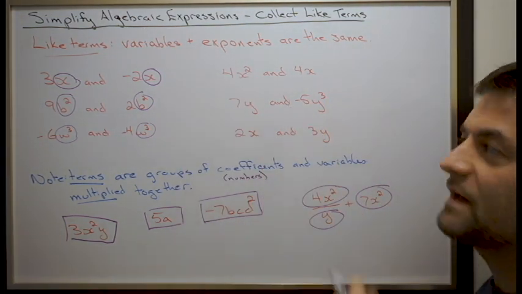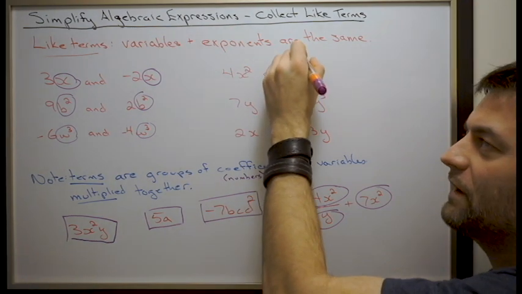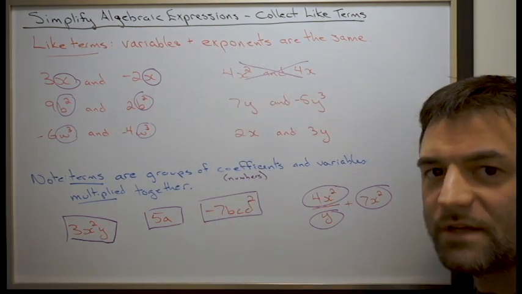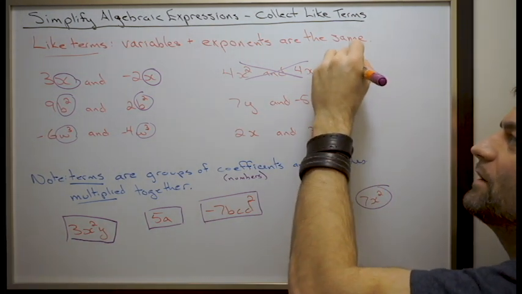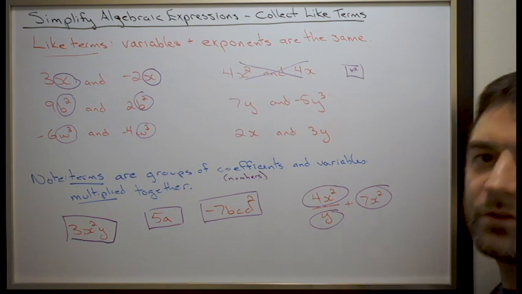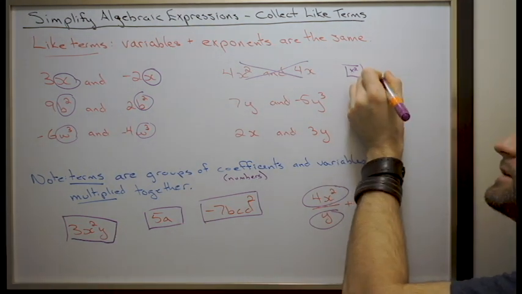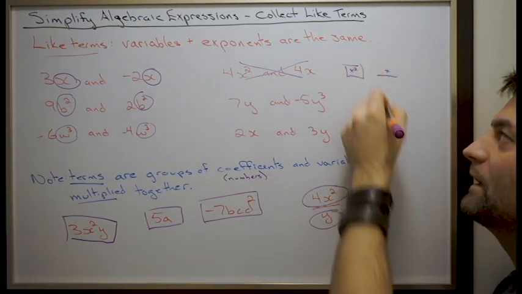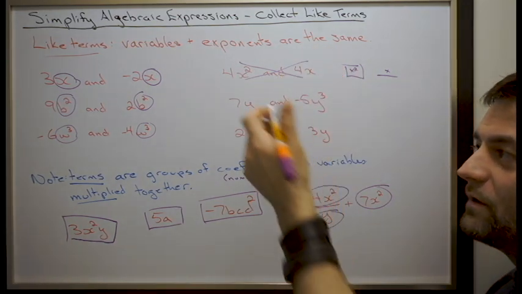Now, in this next set here, 4x squared and 4x are not like terms. X squared is not the same as x. X squared, like we mentioned earlier in the exponents section, you should think of as a square. X would just be a line. So x squared would be a square itself, so those are not the same.